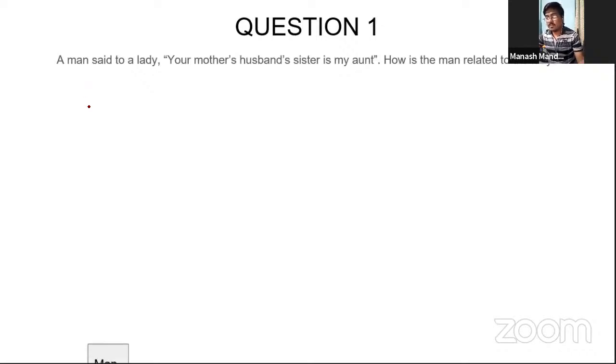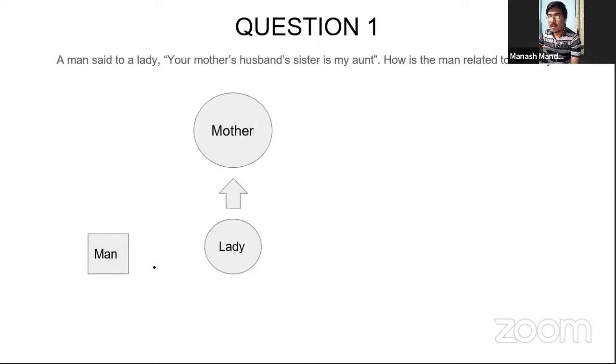So there's a man. I've put the man in a square box denoting that this is a man. The man said to a lady, so let us also draw a lady. He said to this lady that your mother's husband's sister is my aunt. So let's draw this. This man told this lady that your mother, and mother will be in the above generation, right? So mother. The man said to this lady that your mother's husband, so let us draw husband equal husband, sister is my aunt. So let us draw sister, because this husband and the sister will be brother and sister, right?